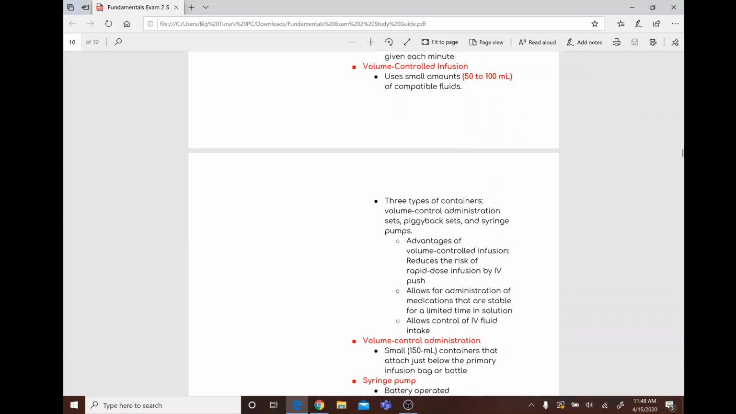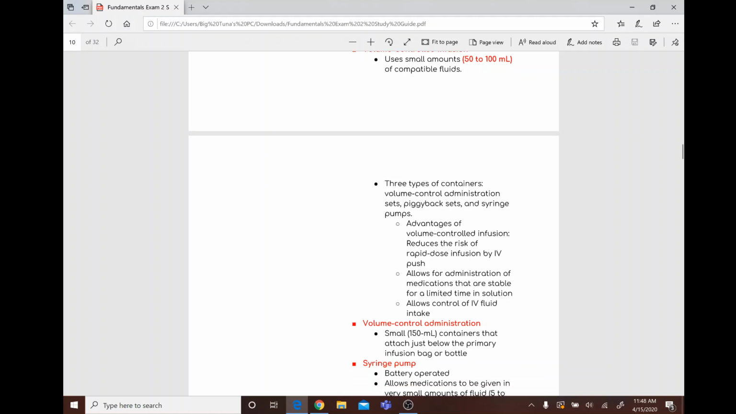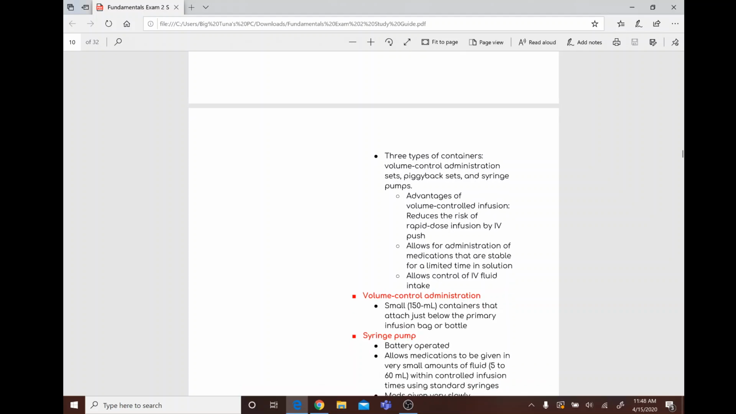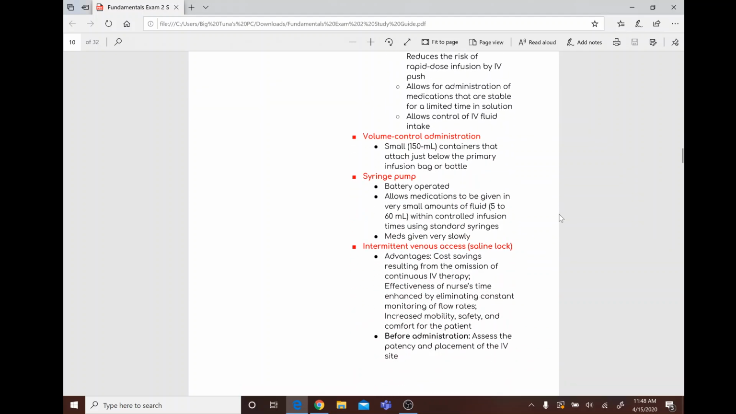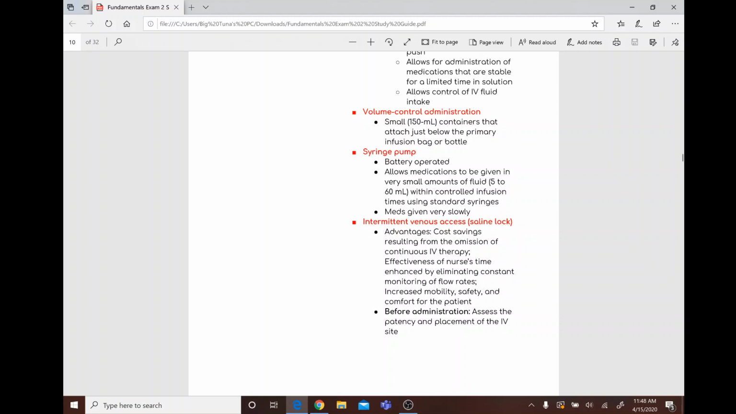Advantages of volume controlled infusion: it reduces the risk of rapid dose infusion by IV push, allows for administration of medication that is stable for a limited amount of time, and allows control of IV fluids. Volume control administration: small 150 milliliter containers that attach just below the primary infusion bag or bottle.